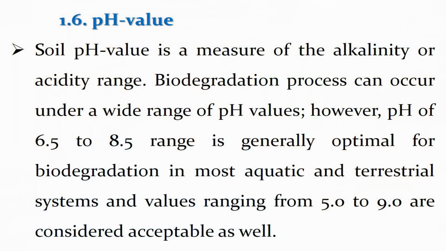Another factor we have is the pH value, which measures the alkalinity or the acidity of the soil. The biodegradation process can occur under a wide range of pH values. A range between 6.5 and 8.5 is generally optimal for the biodegradation process, especially in most aquatic and terrestrial systems, and values ranging from 5 to 9 are considered acceptable as well. So these are most of the biological factors affecting the contaminant degradation.